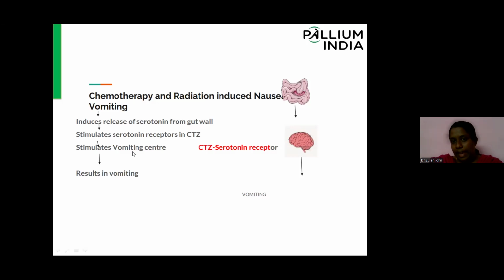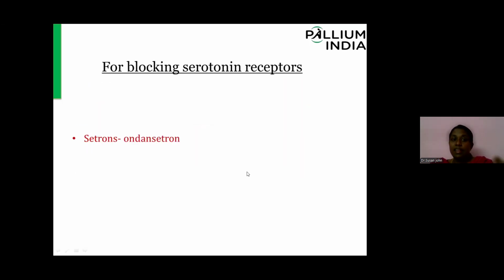This is the mechanism. So here the receptors are serotonin. So if the patient is coming with chemotherapy or radiation induced nausea or vomiting, which drug can we give? Here the main thing is serotonin. So you have to block the serotonin receptors. For blocking the serotonin receptors, we can consider setrons. Usually ondansetron comes under the setrons.